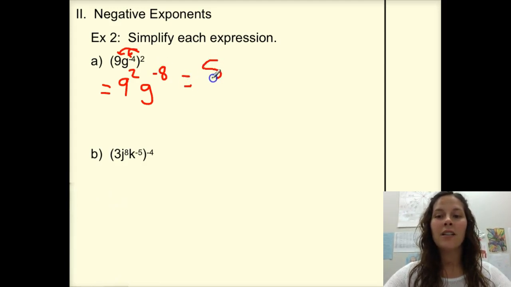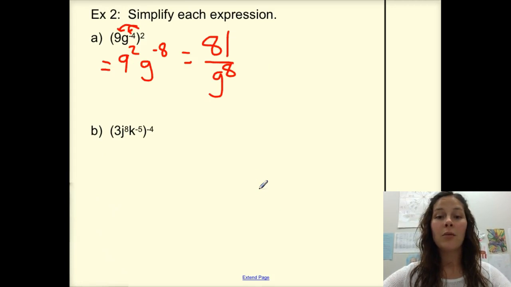Simplifying 9 squared, 9 times 9 is 81, and the g to the negative 8 power flips to the denominator, and that power becomes positive. Let's see how that works again.